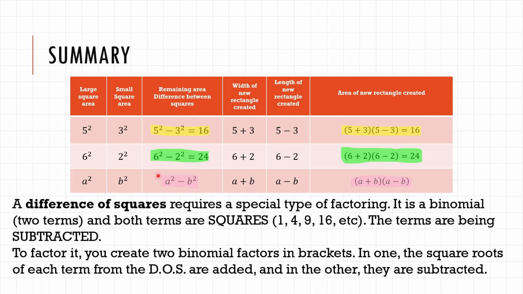It happens when you have a binomial, again, that's two terms, and both terms in the binomial are squares. So you could have square numbers or a variable being squared. And of course, this is a difference of squares, which means that these two have to be subtracted, not added. If you are ever in this situation, you can always factor it super, super easily. All you have to do is create two binomial factors. In one, the square roots of a squared and b squared, in other words, a and b, are being added. And in the other factor, they are being subtracted.